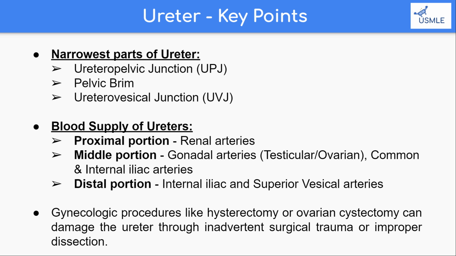The blood supply of the ureters is also important. It is divided into three portions: the proximal portion, the middle portion, and the distal portion. The proximal portion is supplied by the renal arteries, the middle portion by the gonadal arteries and the common iliac arteries, the distal portion by the internal iliac and the superior vesical arteries. Gynecologic procedures like hysterectomy or ovarian cystectomy can damage the ureter through inadvertent surgical trauma or improper dissection technique.